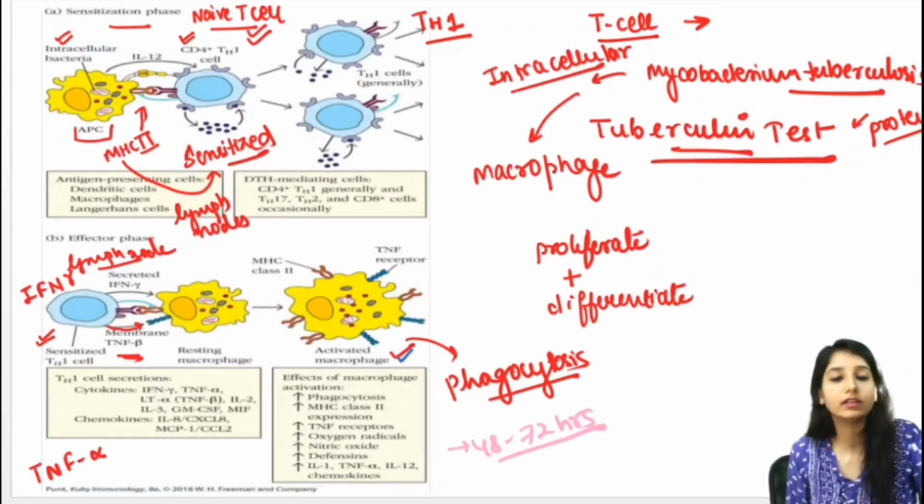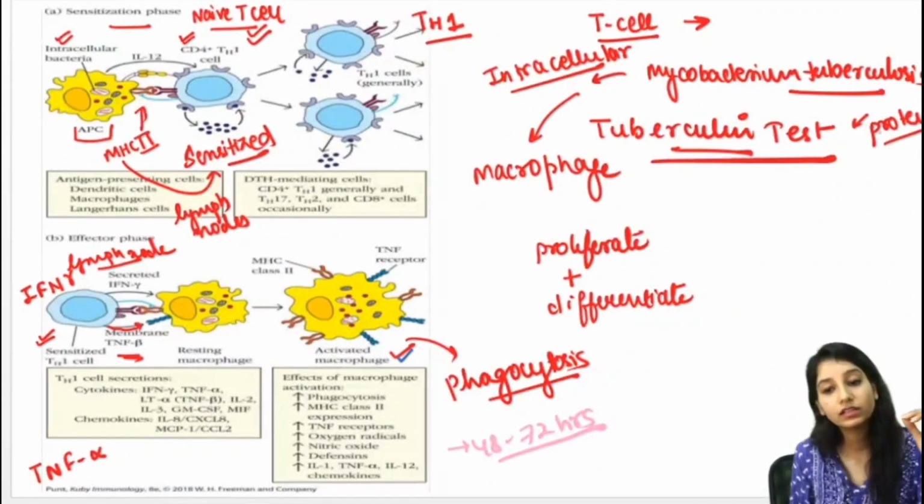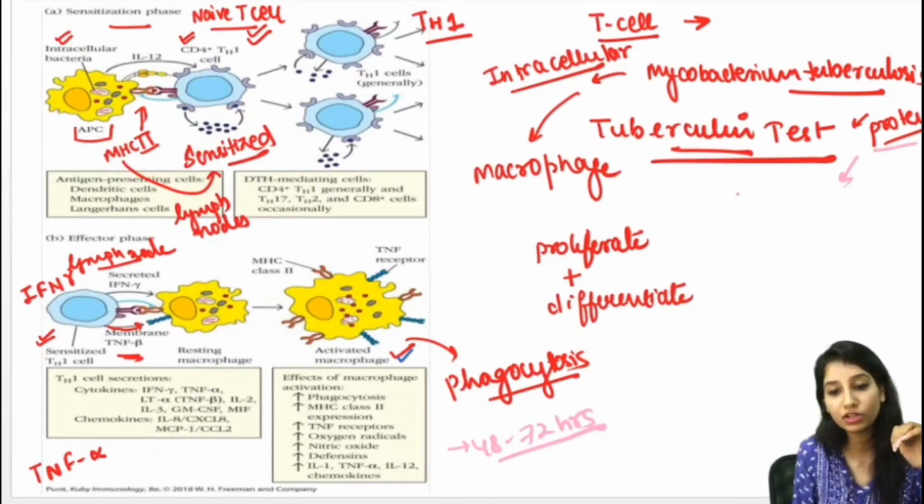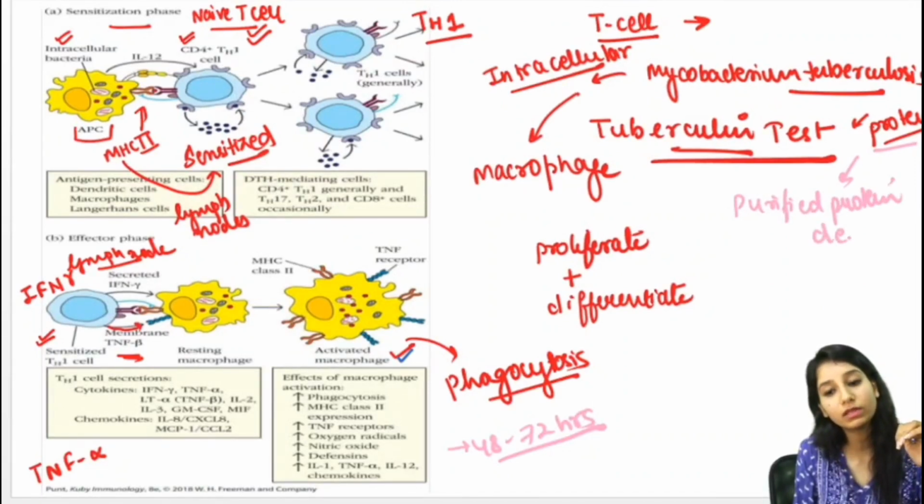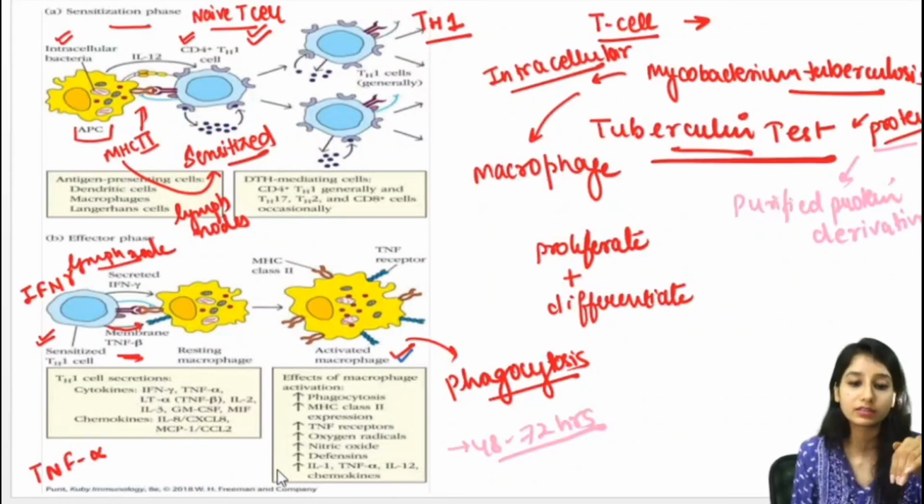This whole second effector phase takes around 48 to 72 hours to occur, as the formation of cytokines and the activation of macrophages takes time. That's why it is also known as delayed type hypersensitivity. In this, we have taken the purified protein, so this is also known as PPD, that is purified protein derivative, and it is taken from the Mycobacterium's cell wall. So this kind of condition is taken as the tuberculin test.